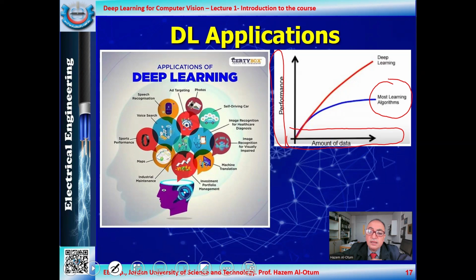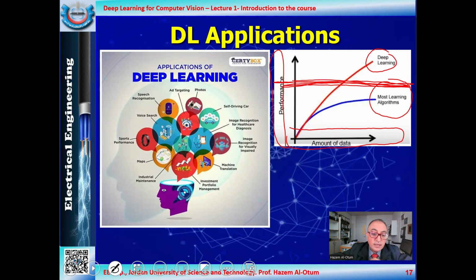When we get very large, huge data, machine learning will stop improving the performance. On the contrary, for deep learning applications, by increasing the amount of data used in training, the performance will be better than for machine learning applications having the same size of data. So when machine learning stops working at this point, deep learning is still able to continue and give better performance.